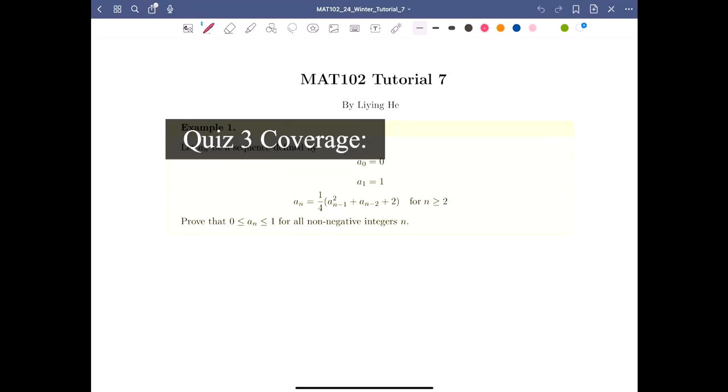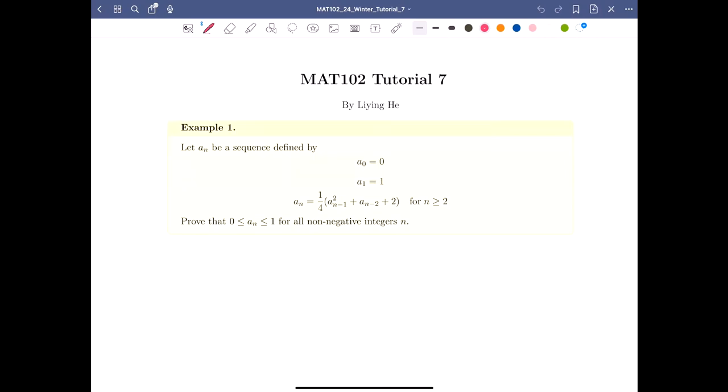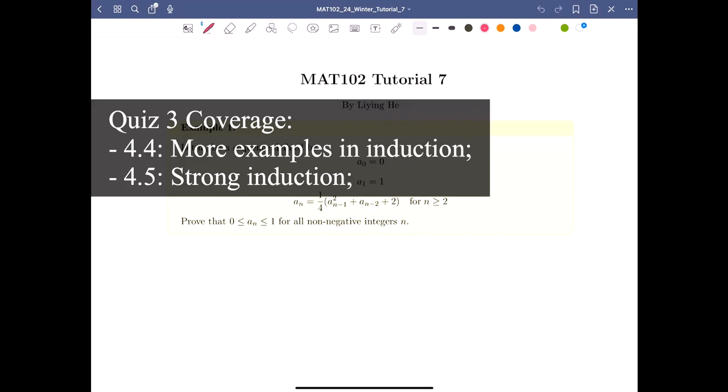Your quiz covers 4.4, which is more examples in induction. The more examples in induction means that it can test any type of induction, no matter. So your focus is not just on strong induction, because 4.4 basically covers the whole chapter 4 before strong induction. And then 4.5, which is strong induction.